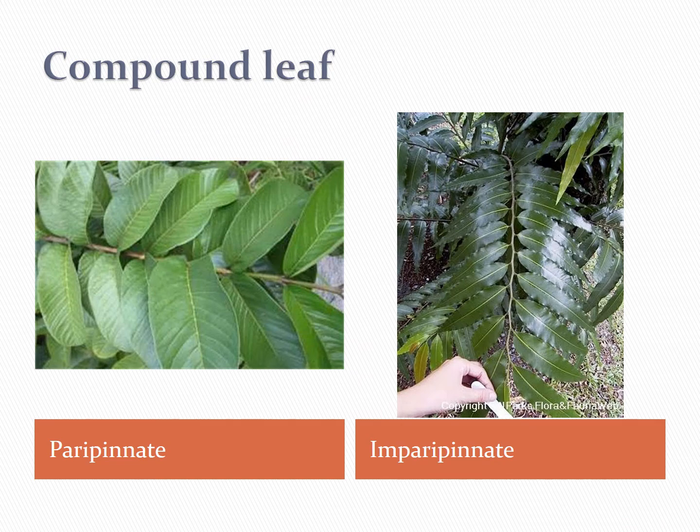Look at this picture. These are some examples for compound leaf. First picture is a paripinnate. Second picture is an imparipinnate. What is the definition of paripinnate and imparipinnate? Here in paripinnate leaves the number of leaflets is an even number, but here the number of leaflets is an odd number. That is a major difference between paripinnate and imparipinnate.